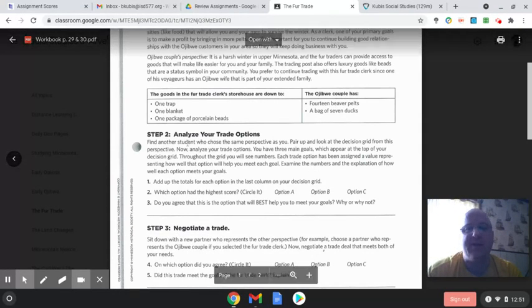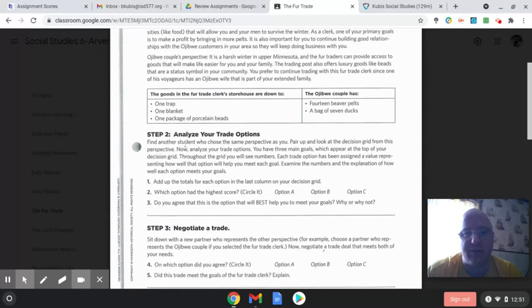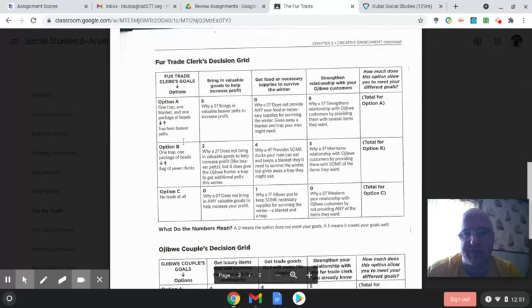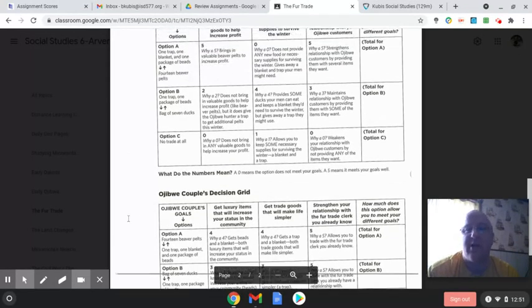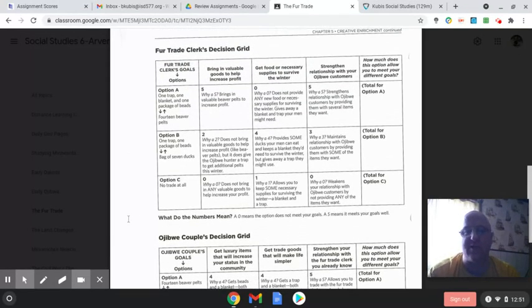Step two is you need to analyze your trade options. And what that means is you're using this chart on the next page. So they give you three different trading options. There's option A, option B, and option C. And it's the same down here, A, B, and C, the same options. The only difference between these two charts is the way you're looking at it.